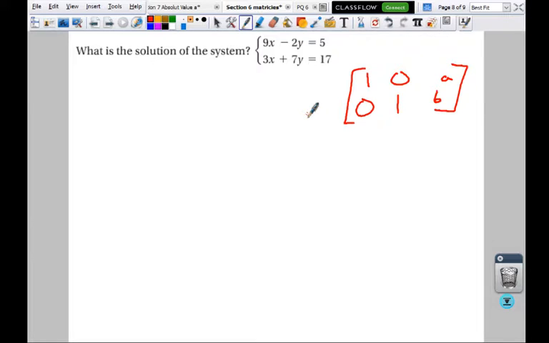Okay, so let's make our matrix. I'm going to have 9, negative 2, 5, 3, 7, 17. That's good.